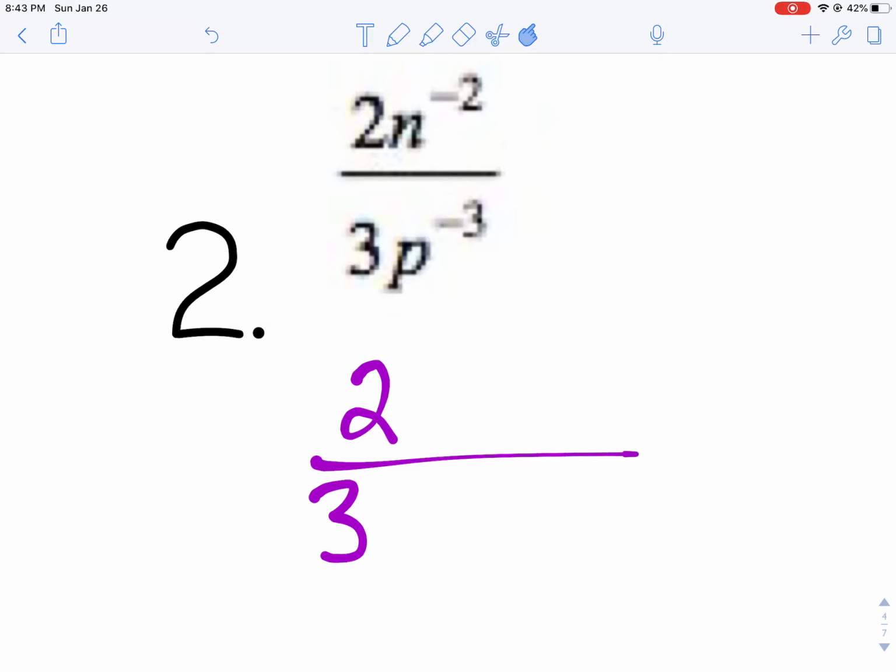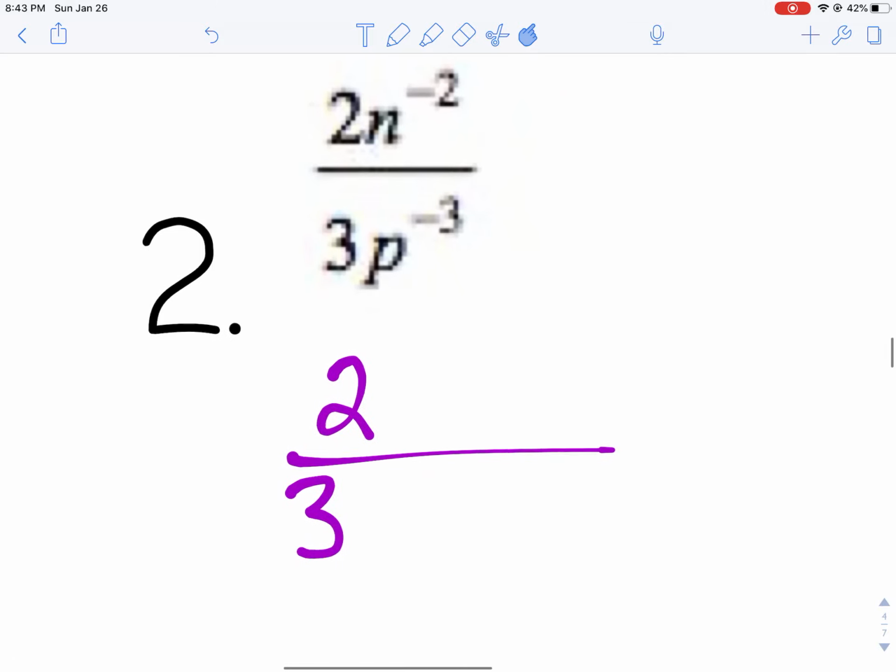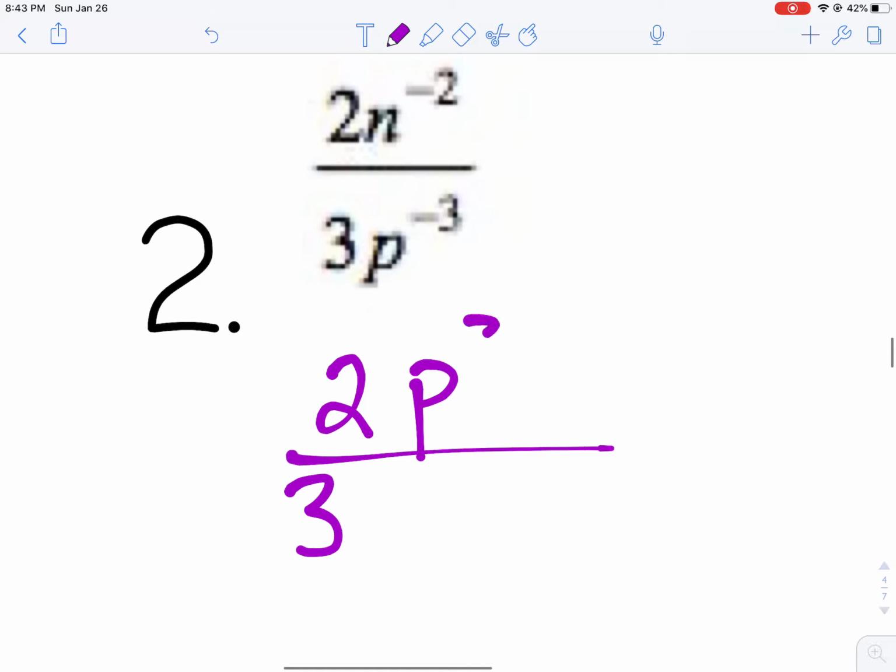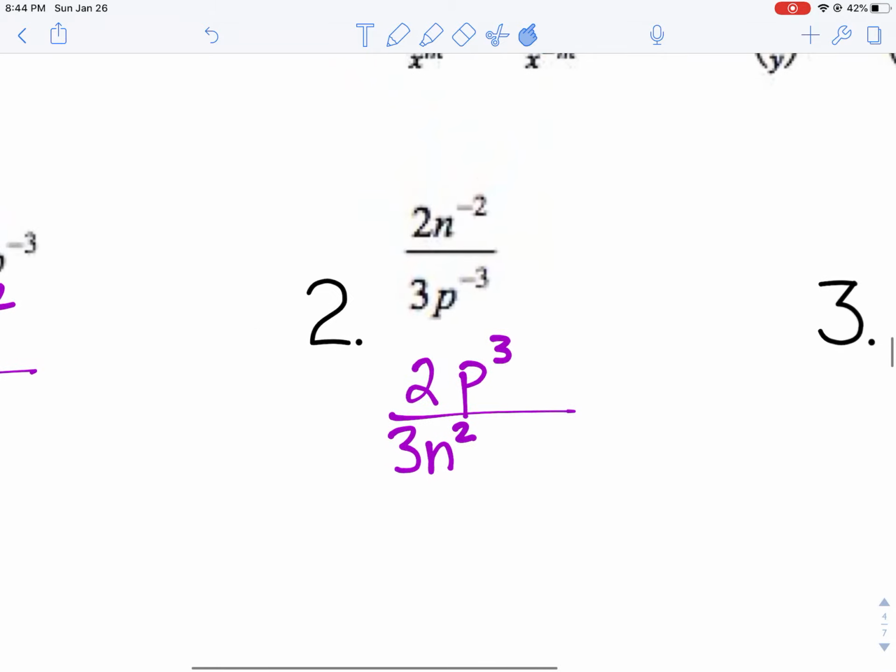stay. P to the negative 3 needs to come to the top because it was in the bottom, and when I move it, it becomes positive. And then the n has to come to the bottom because it was in the top.